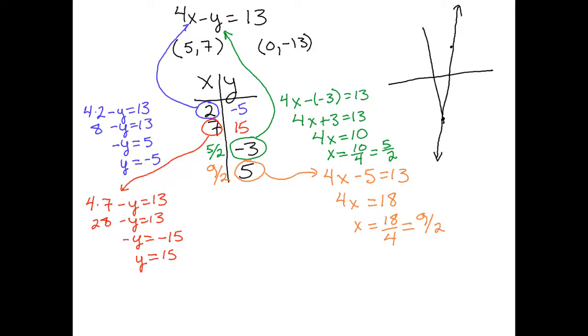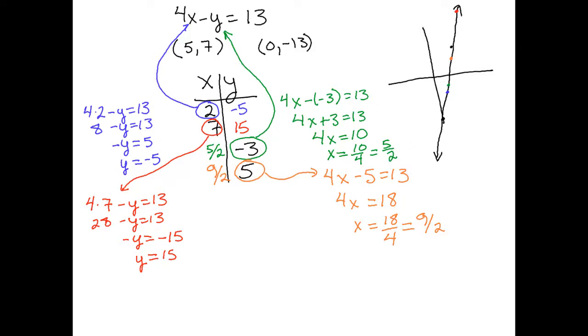Well, look at each of these points. This one we found with the 2, negative 5. That's going to be about right there. The red one, 7, 15. That's going to be like way up here. The green one, 5 halves, that's like 2.5, and then minus 3, so that'll be about right there. And then the last one we found, 9 halves and 5, so that's over here, 4.5, and then up like 5, right about there. There you go. You could find billions of them, and they'll all lie on that straight, perfect line that we've drawn there.